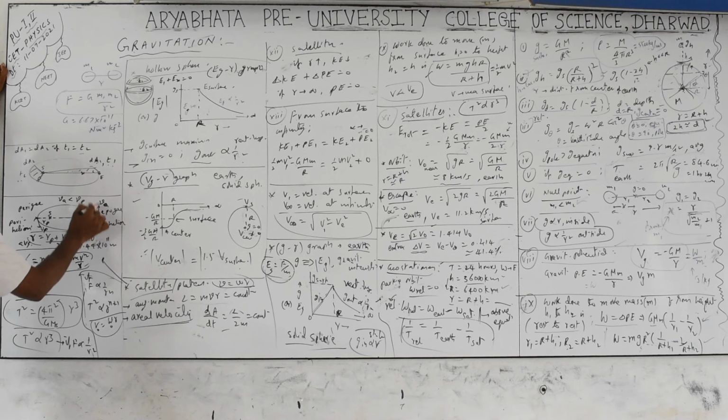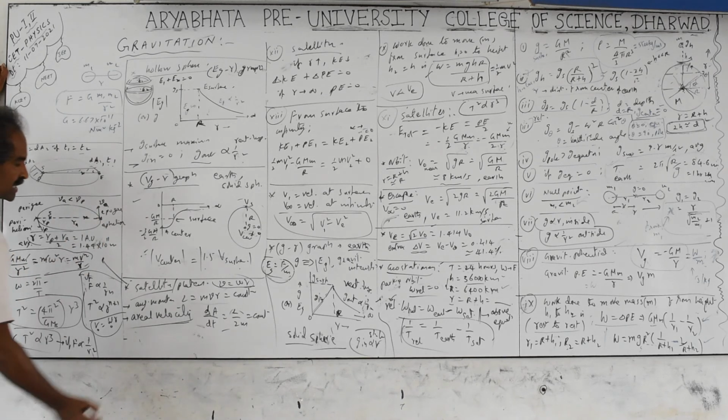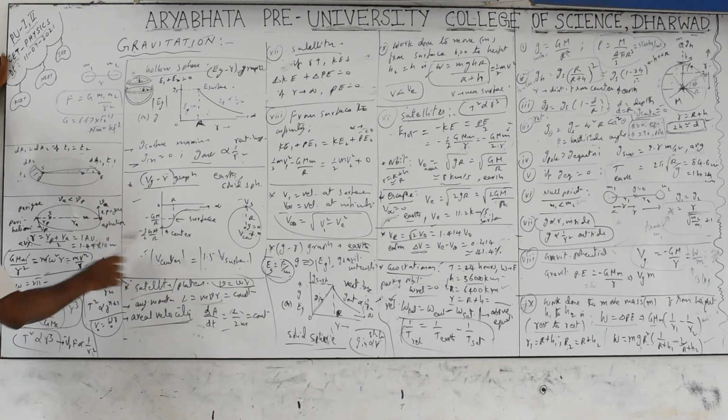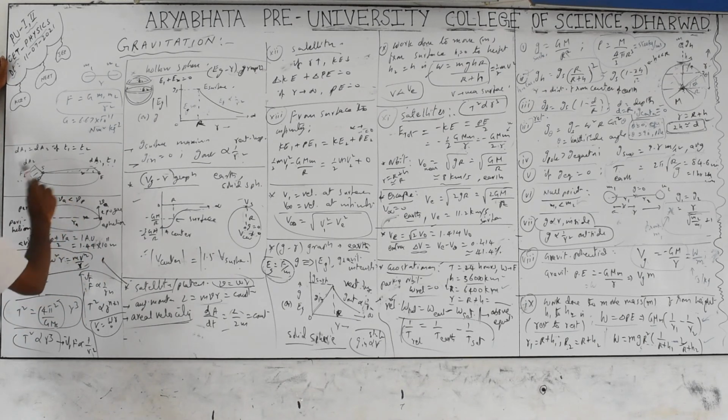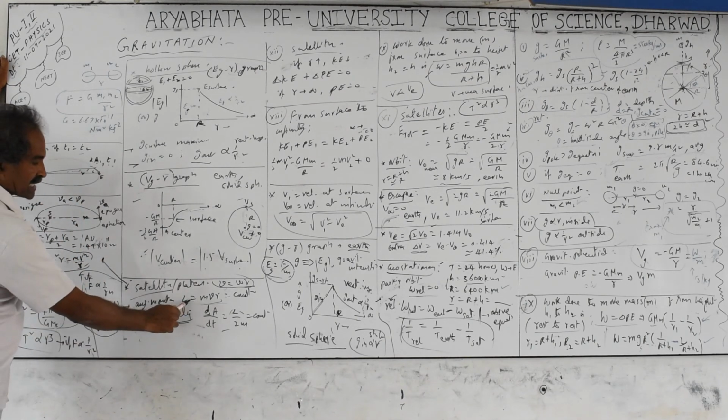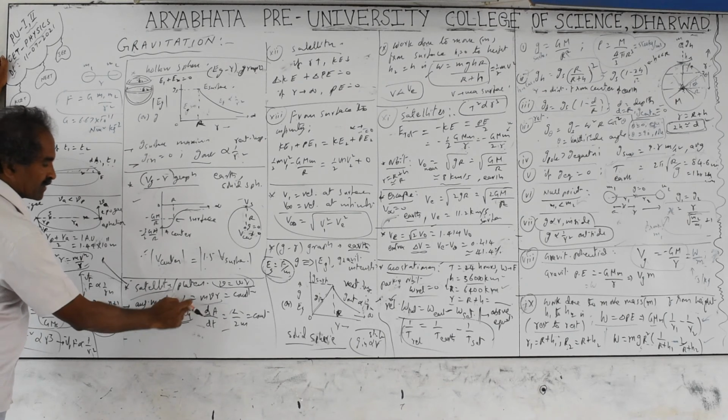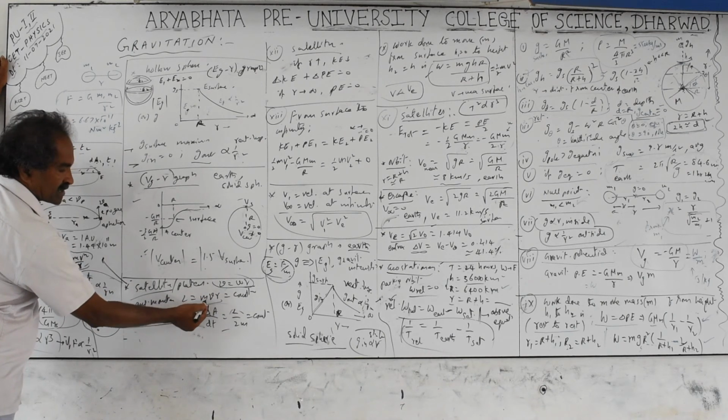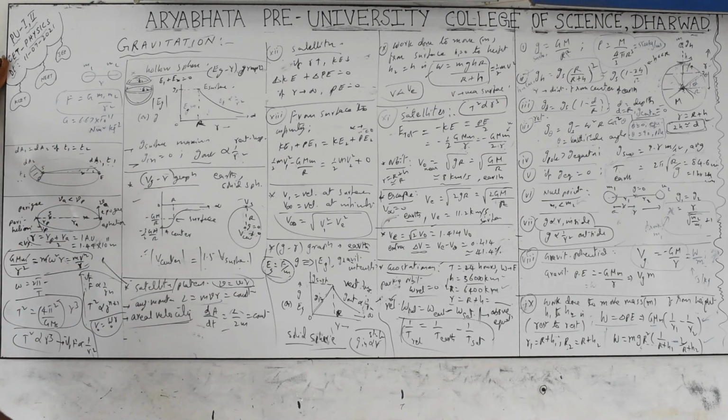In the winter the speed decreases because R increases. What remains constant is the angular momentum. For satellites or planets revolving around the sun, or satellites revolving around planets, L remains constant. If R increases, V decreases. The mass M is anyway constant; R increases means V decreases, but angular momentum remains constant.